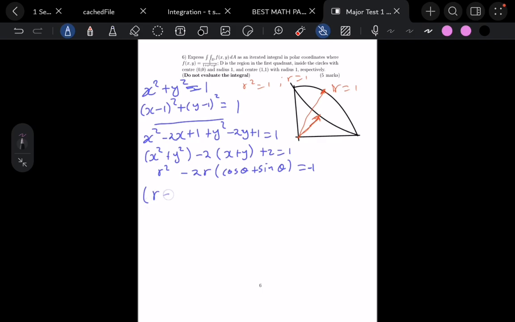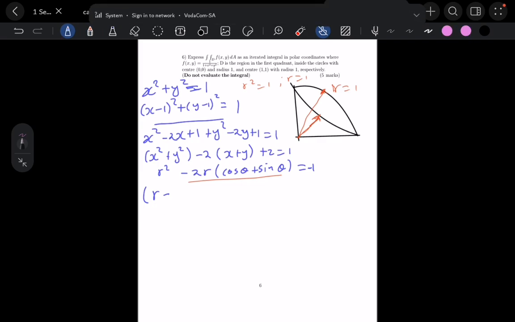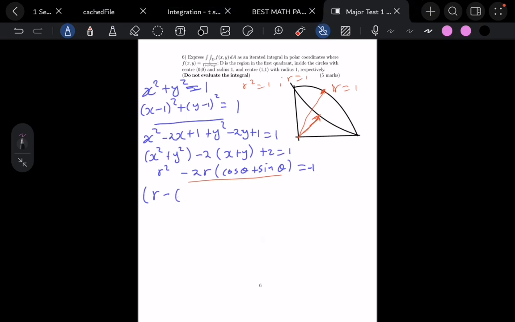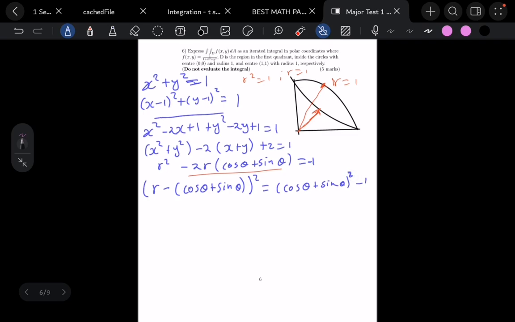You're going to say r minus, multiply this term by half. If you do that, anything that is not r there is just a constant. So in brackets, (cos theta plus sine theta) all squared is equal to (cos theta plus sine theta) squared minus, because if you do, you're going to subtract, what's on the other side is going to be positive. So that's why I'm going to have something like that.